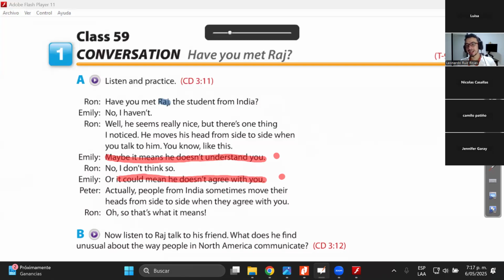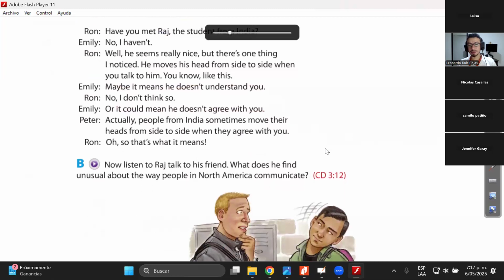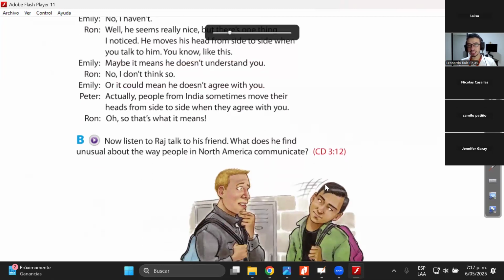Ready? Good. Guys, now we're going to listen to a second part, and in the second part, Raj, this guy, is going to comment on something that is strange for him. He's the person from India, no? So he's going to comment on something that is strange for him from the customs of the people in North America. Ready? So let's listen, and then you try to tell me what the custom is that he finds different or strange.